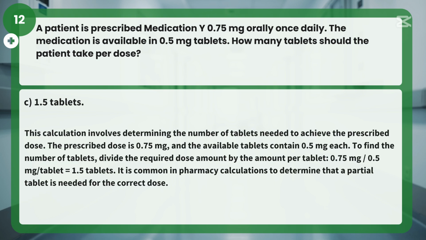Answer C. 1.5 tablets. This calculation involves determining the number of tablets needed to achieve the prescribed dose. The prescribed dose is 0.75 milligrams, and the available tablets contain 0.5 milligrams each. To find the number of tablets, divide the required dose amount by the amount per tablet, 0.75 milligrams / 0.5 milligrams per tablet equals 1.5 tablets. It is common in pharmacy calculations to determine that a partial tablet is needed for the correct dose.